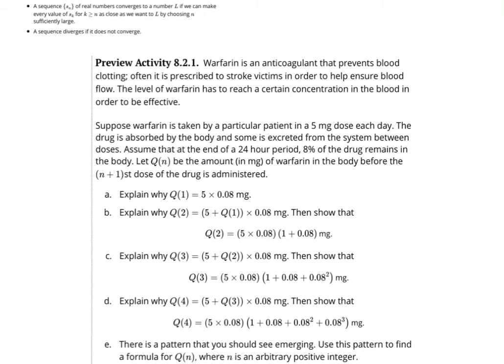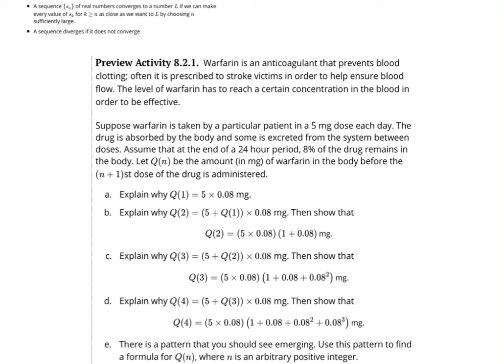So, preview activity 8.2.1 is talking about an anticoagulant called warfarin. They talk about the dosage of the drug. They talk about the fact that at the end of a 24-hour period, 8% of the drug is left over in the body. So Q of n is a function telling you how much warfarin is left in the body.